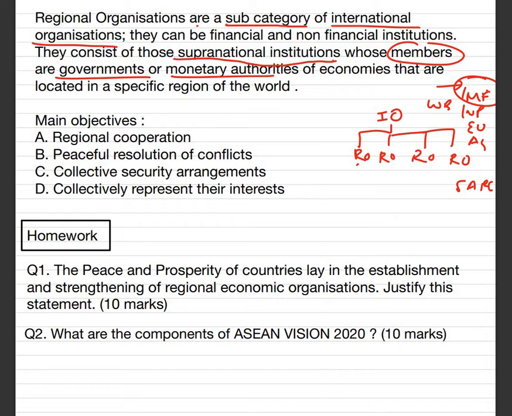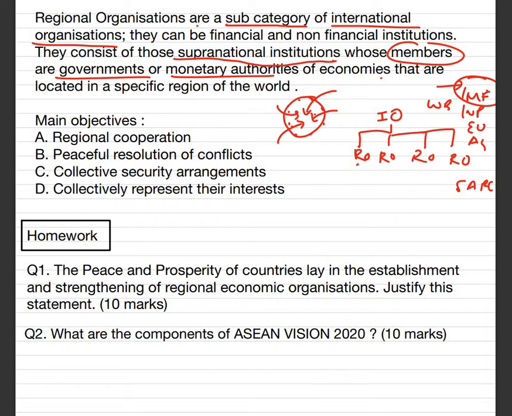They consist of those supranational institutions whose members are governments or monetary authorities. That is why I gave you the example of IMF, the monetary authorities in the World Bank, IMF. So regional organizations are those supranational institutions whose members are either the governments of countries or the monetary authorities of economies.